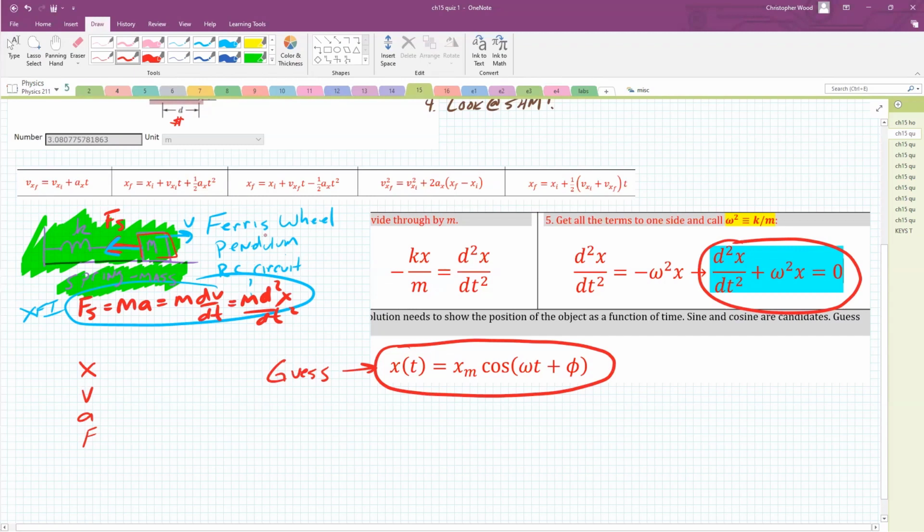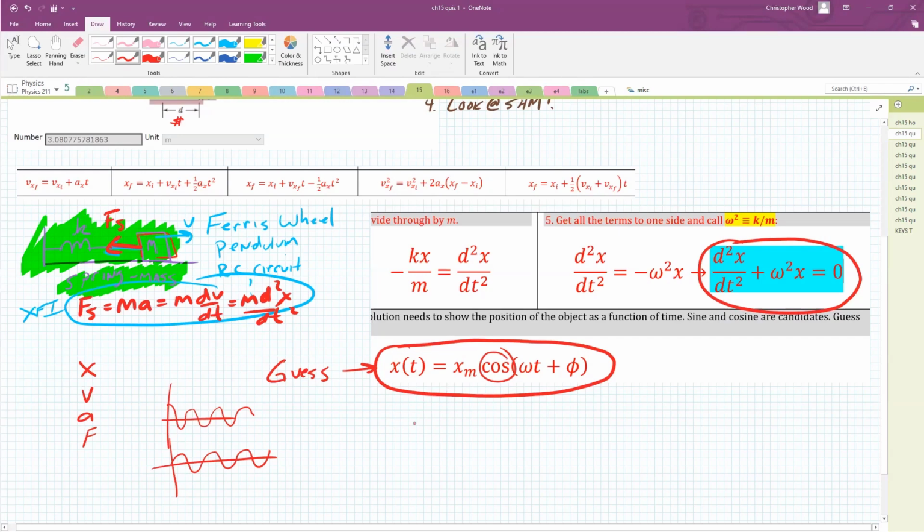I know when this block is released, it bounces back and forth, kind of like a pendulum, but it's just a mass on a spring. So that's why cosine catches my eye. I like cosine because cosine behaves like this. Cosine is a bouncy function. You could say, well, why don't you use sine? And I could. I like the fact that cosine or sine is bouncy, and so I'm going to use that as my guess.